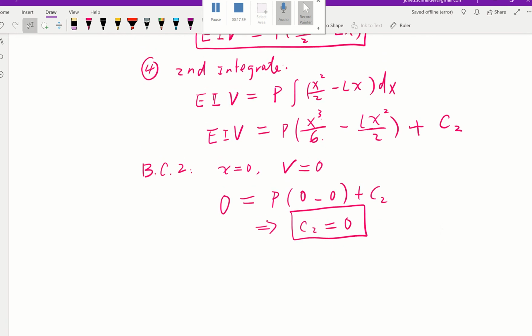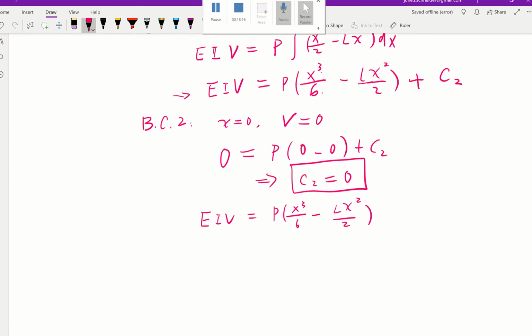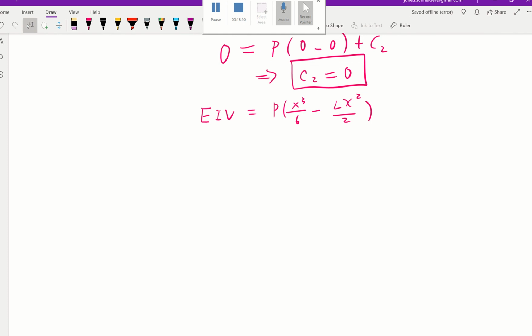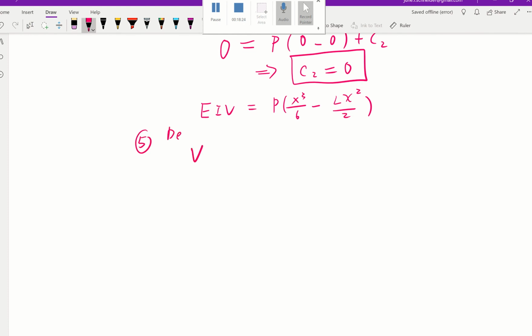So knowing that, we can go ahead and write down our EIV, go back to this equation right here, is equal to P (x cubed over 6 minus Lx squared over 2) plus 0. Then we are at the final step, right? We're going to find the deflection. So our V, that's going to be our deflection. Our deflection is going to be equal to P, all of this, divided by EI. So that's going to be our final answer for deflection.